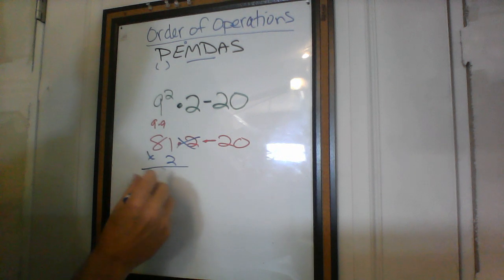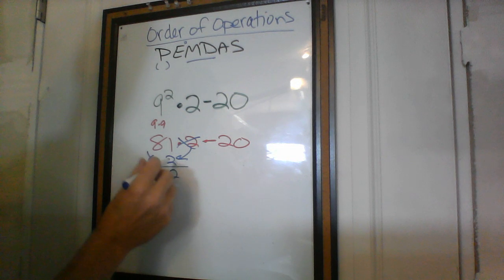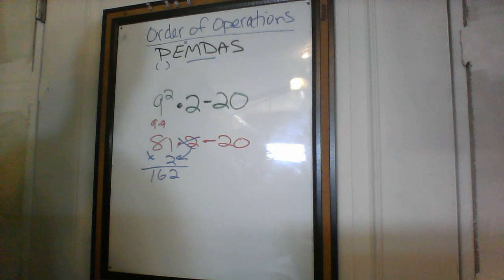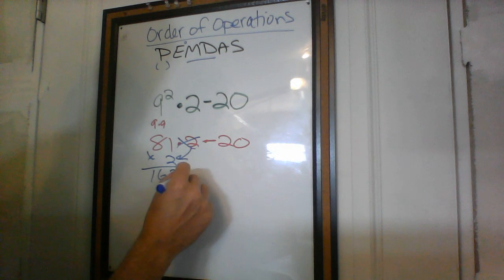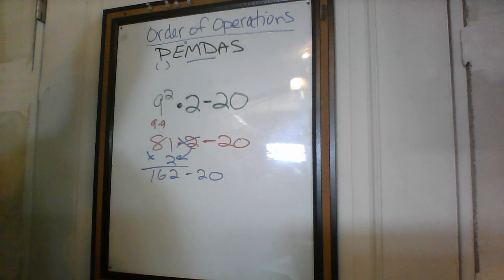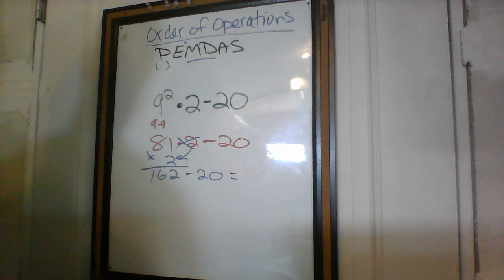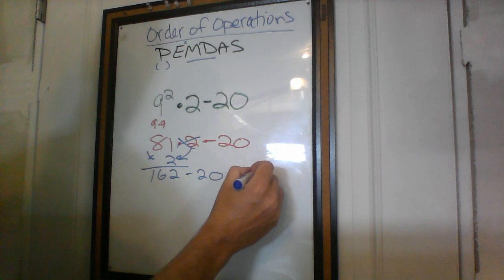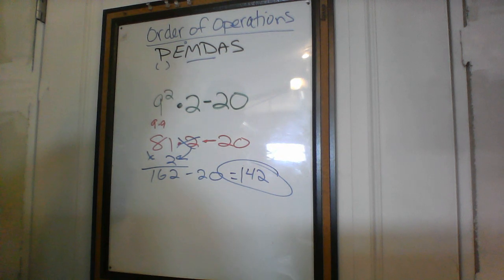Okay, so that's gone. It's down here right now. Boom, right there. 2 times 1 is 2. 2 times 8 is 16. So we have 162. Now I'm going to bring minus 20 down. I have 162 minus 20. That is going to equal 142. All right, so there's our answer for that one.